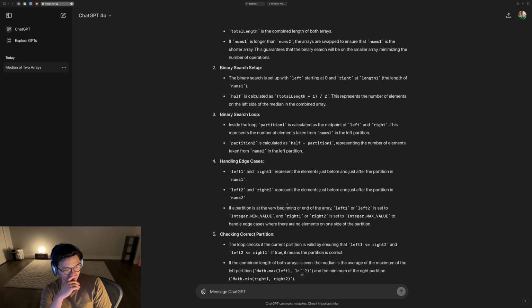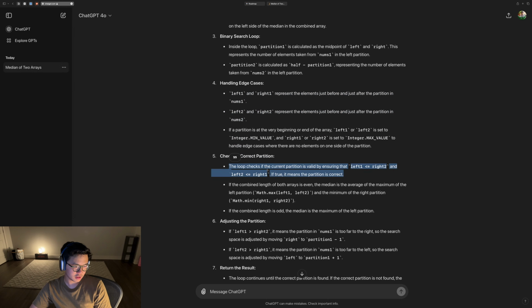Left 1 and right 1 represent the element just before. If a partition is at the very beginning or end of the array, yeah, okay, that's fine. The loop checks if the current position is valid. And then you binary search.